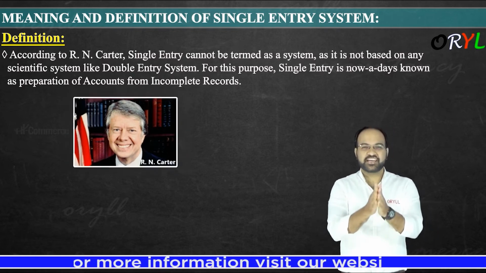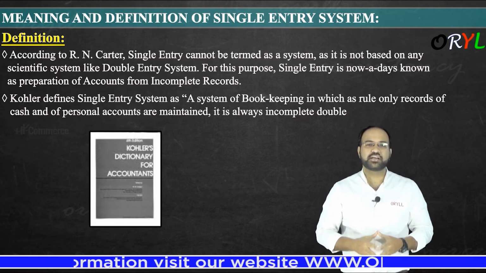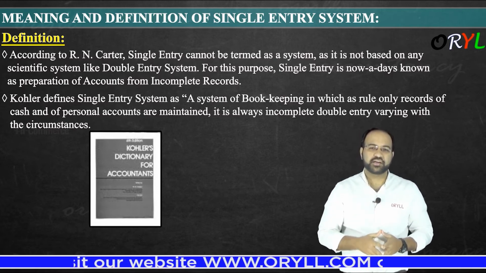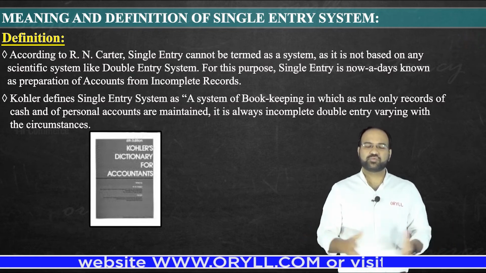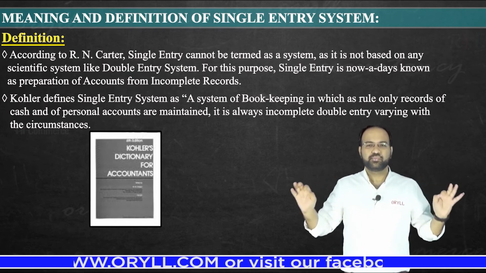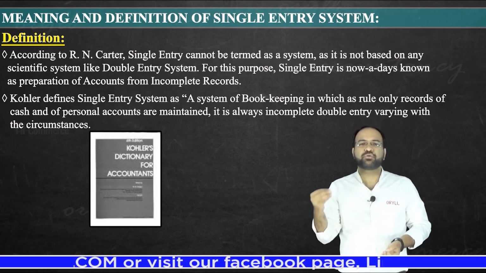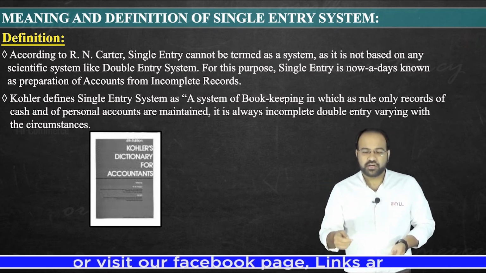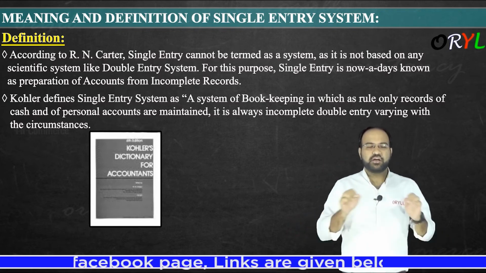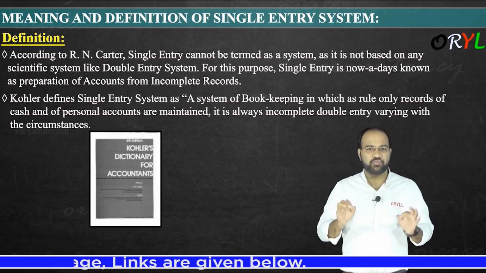Got it? Now let us see the next definition. Kohler defines single entry system as a system of bookkeeping in which, as a rule, only records of cash and personal accounts are maintained. It is always incomplete double entry varying with the circumstances. What do you mean by this? It is a bit tricky, but it is damn easy. They are saying that in single entry bookkeeping you will be recording only cash transactions and personal ones, nothing but cash sold goods to the customer, cash goods purchased from the supplier. You are not going to maintain any real accounts or nominal accounts. Yes or no? Hence it is always incomplete.